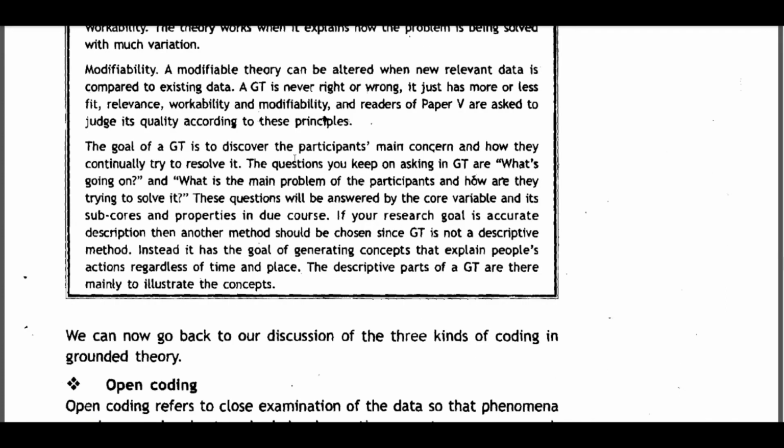The goal of a GT is to discover the participants' main concern and how they are continually trying to resolve it. The questions you keep on asking in GT are what's going on, what is the main problem of the participant, and how are they trying to solve it. These questions will be answered by the core variable and its subcores and properties in due course. If your research goes for accurate descriptions, another method should be chosen since GT is not a descriptive method. Instead, it has the goal of generating concepts that explain people's actions regardless of time and place. The descriptive parts of GT are there mainly to illustrate the concepts.